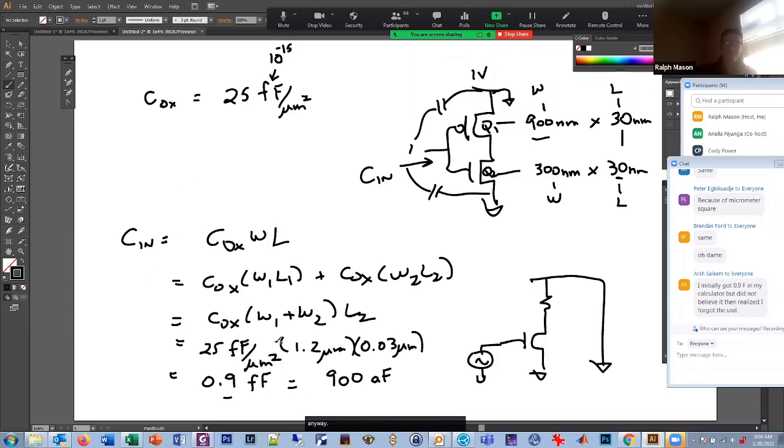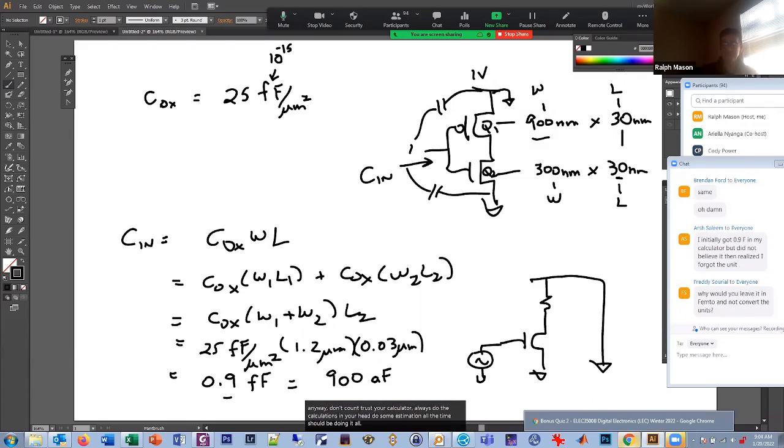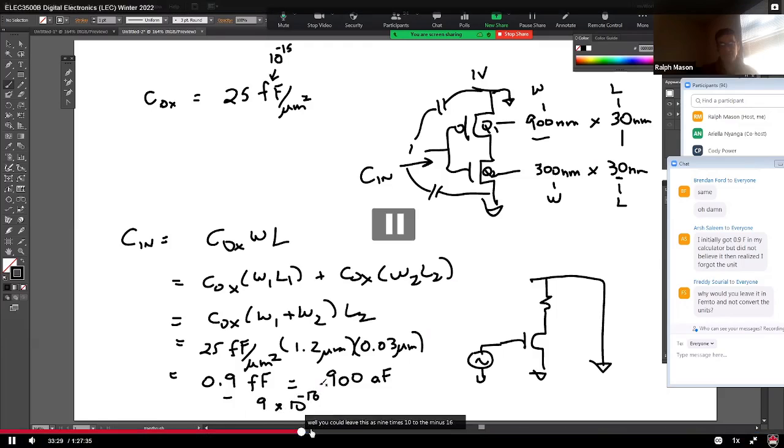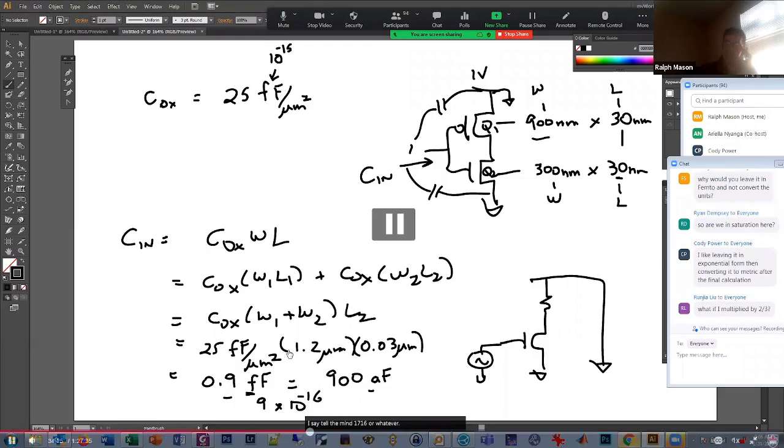Anyway, don't trust your calculator. Always do the calculations in your head. Do some estimation all the time. Why would you leave it in femto and not convert to units? Well, you could leave this as 9 times 10 to the minus 16, if you want to.